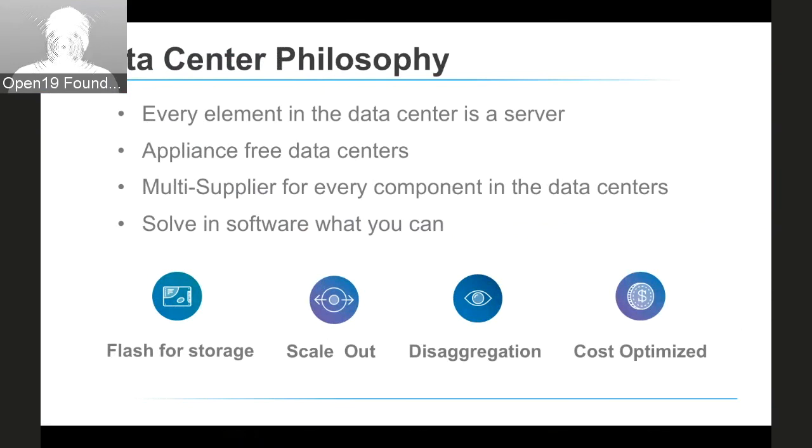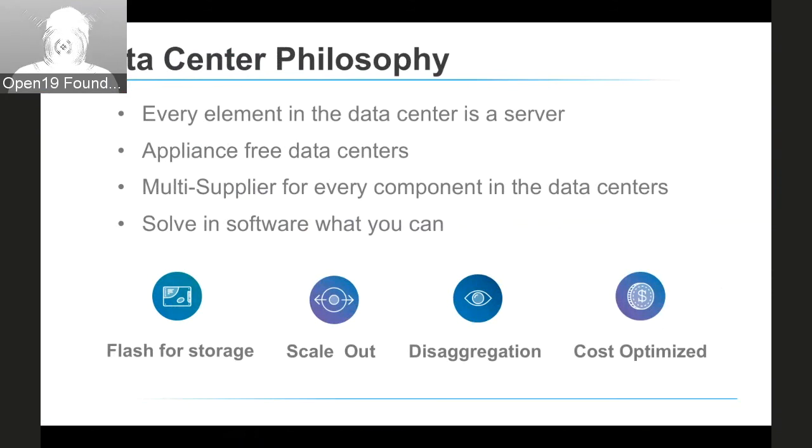For every element in the data center, we wanted to create a multi-supplier option, and we'll show how we did this in a second. And we want to solve in software what we can. What we can solve in software, we want to solve in software, and we don't want to impose a hardware solution. An example for that is a distributed firewall that we would like to actually implement in software always at the endpoints instead of creating choke points on our network.